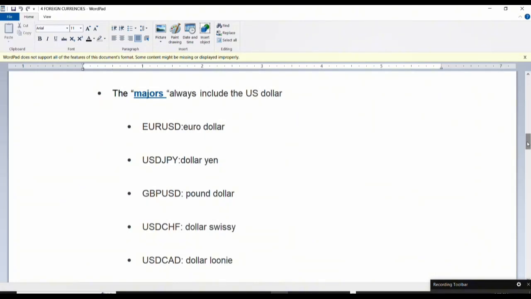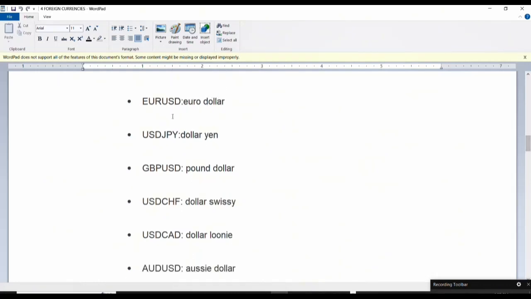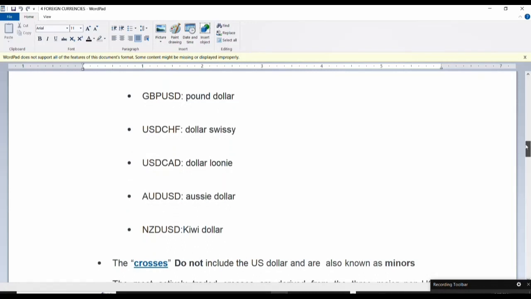But this major currency pair must contain the United States dollar. Therefore, if we combine the euro and the United States dollar, it's going to form a major currency pair. If you combine the Japanese yen with the United States dollar, it's going to form a major currency pair. If you combine any major currency with the United States dollar, it's going to form a major currency pair. We have the Great British pound against the United States dollar, it forms the pound dollar. The United States dollar against the Swiss franc, it forms the dollar Swissy. The United States dollar against the Canadian dollar, it forms the dollar loonie.